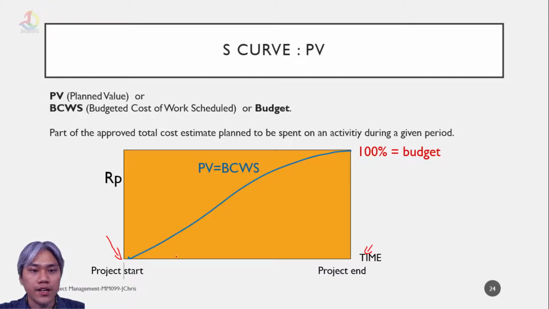And usually the graph will start from $0, or rupiah, here and climb up to the end of the project. So we are covering 100% of the budget. That is the plan.